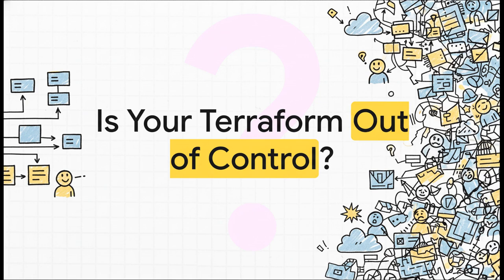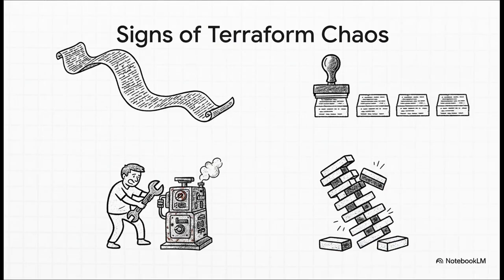So, does this sound familiar? You kick off a new project and everything's great. It's simple, it's clean. But then, you add more resources, you add a staging environment, more people join the team, and suddenly things start to get, well, messy. Your once beautiful, elegant code starts to feel completely out of control. You know the signs, right?